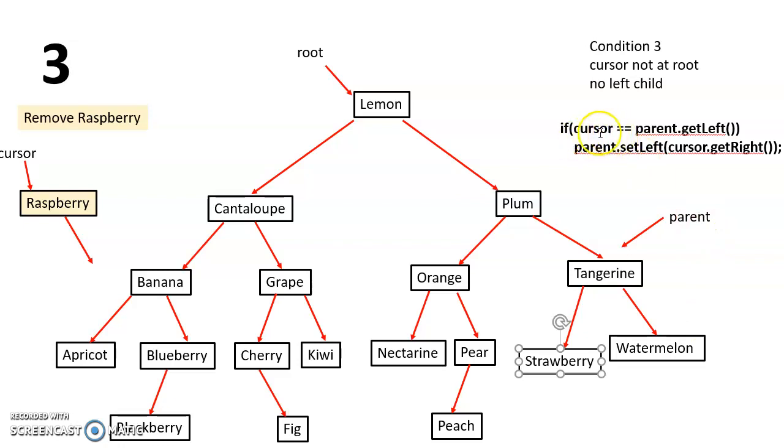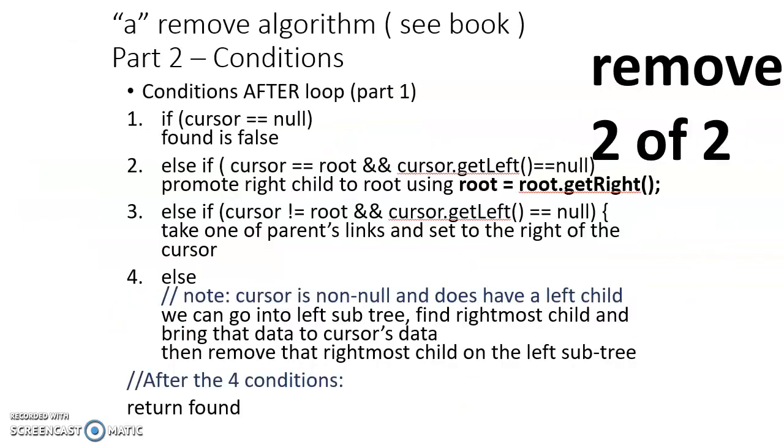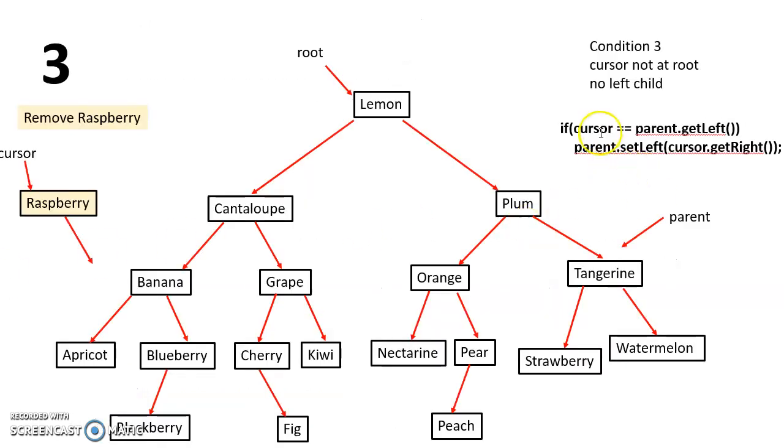Okay, so that was within condition 3. So if the cursor is not at the root and the cursor has no left child, then we're going to take one of the parent's pointers. In this case, we're going to say, well, if the cursor equals parent get left, which it was, parent set left is cursor get right. So tangerine, the left of it was then pointing to the right of what was pointing to the right of raspberry.